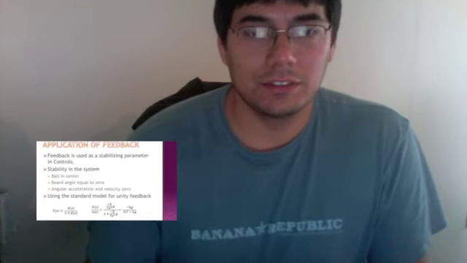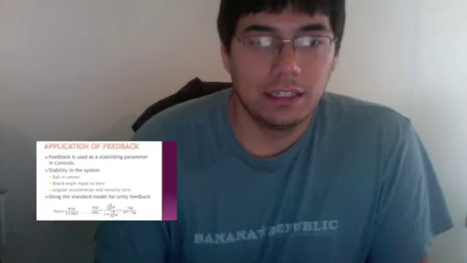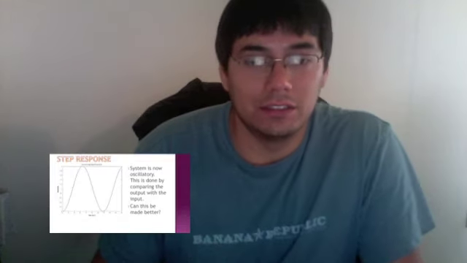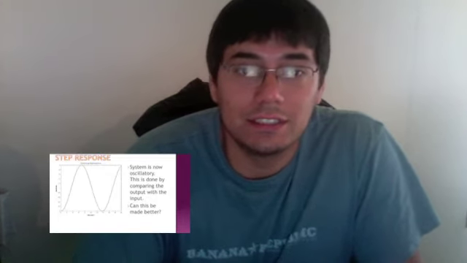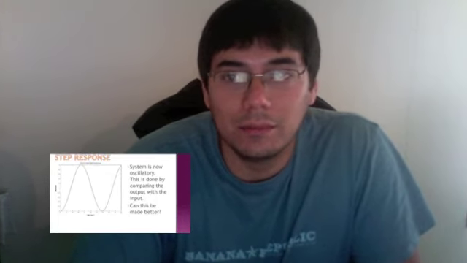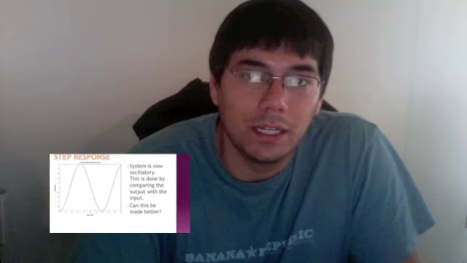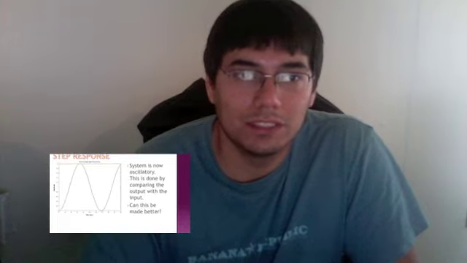Using the standard model for unity feedback, you have T of s is equal to G of s over 1 plus G of s. Applying that to our equation, we gain a second order equation. It's no longer something over s squared. It's s squared minus some other constant. The step response of this system, as you can see, is now oscillatory. And it'll be oscillatory for all functions. It's not stable, but anywhere you start the ball, it's going to oscillate around the position.